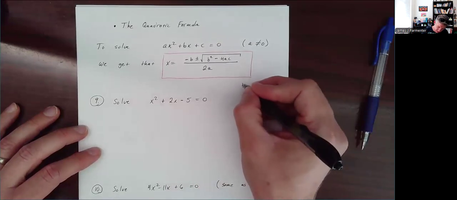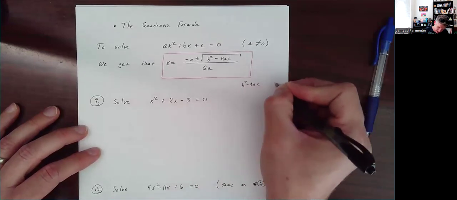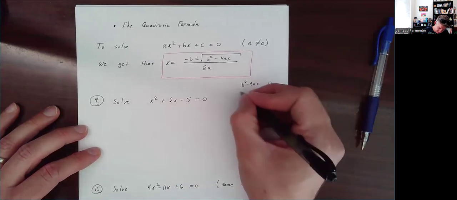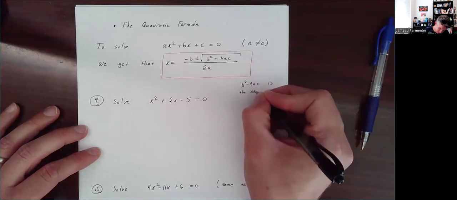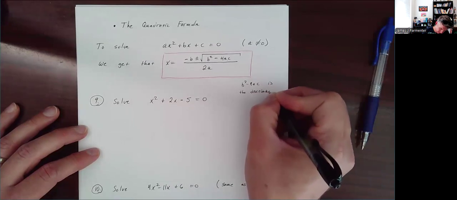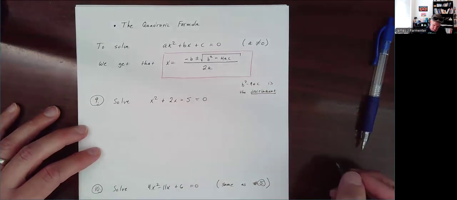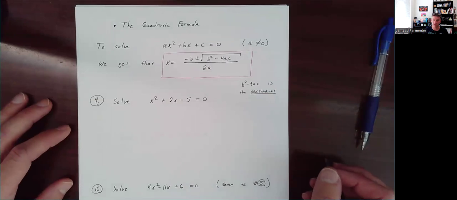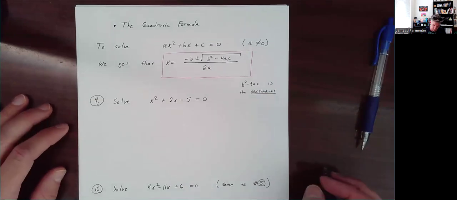Note that b squared minus 4ac is called the discriminant. It's not super important to know that, but it occurred to me that I should say it. So the inside of the square root part there is called the discriminant of your solution.